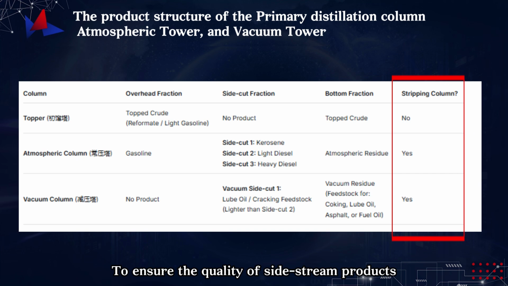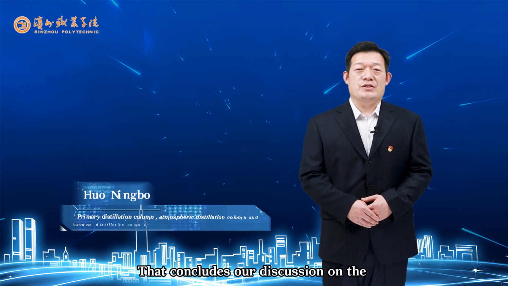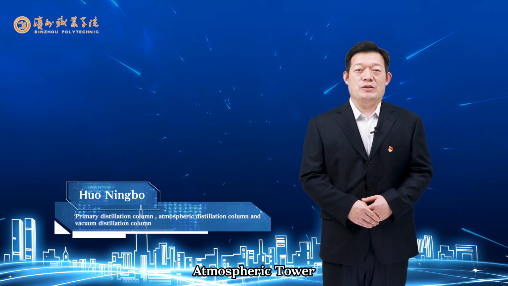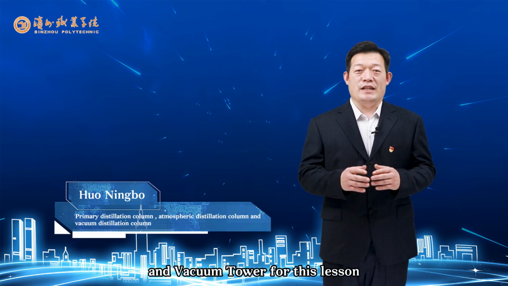To ensure the quality of side stream products, both the atmospheric and vacuum towers are equipped with side stream strippers. That concludes our discussion on the primary distillation column, atmospheric tower, and vacuum tower for this lesson.